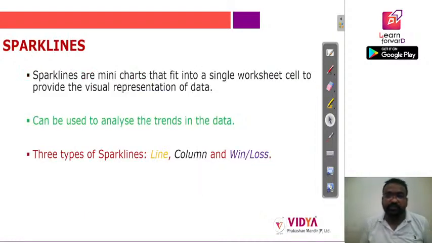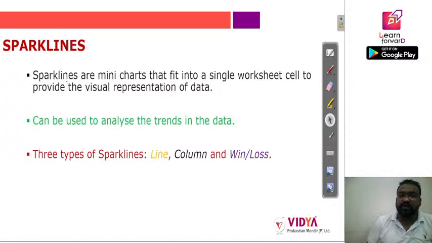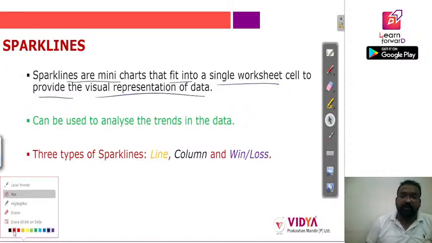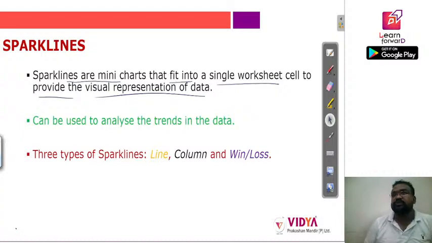Now, similar to this, we have Sparklines, which are nothing but mini charts that fit into a single worksheet cell. They provide a visual representation of data. So basically it is the same kind of thing, providing representations in a visual form, but it is a mini chart that can be inserted in a single cell.